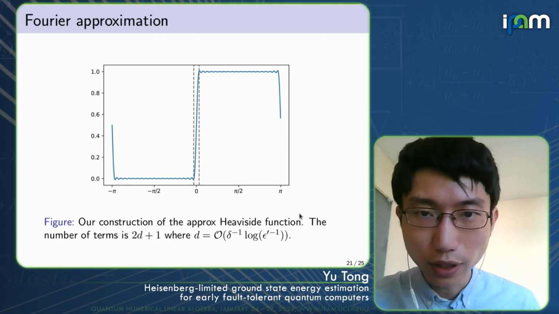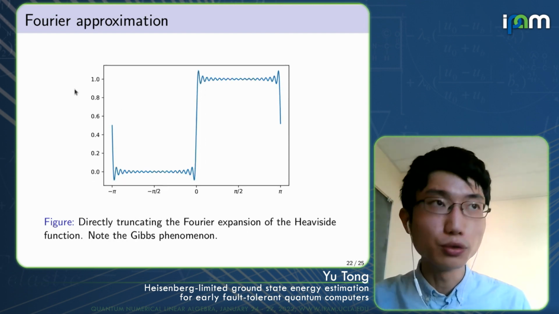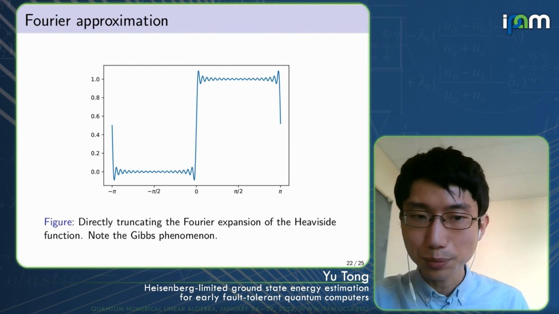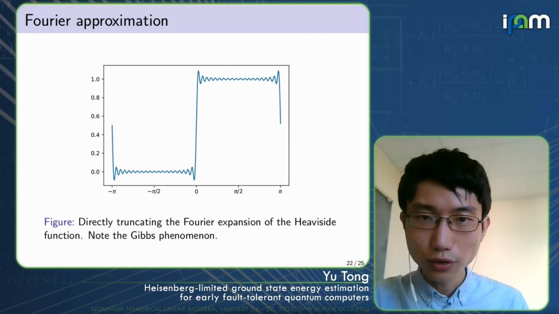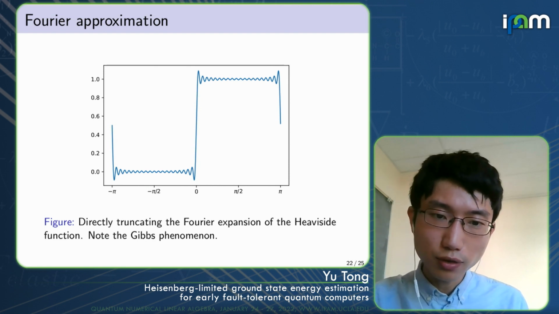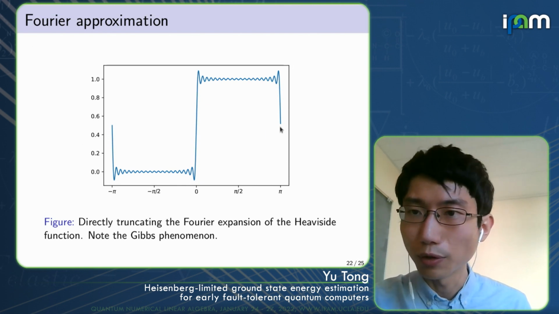I'll talk about that work later. This is opposed to taking a naive approach of, say, truncating the Fourier expansion of the Heaviside function. This might be the first thing people think of when approaching this problem. And if we just truncate the Fourier expansion, this is the kind of approximation we will get.